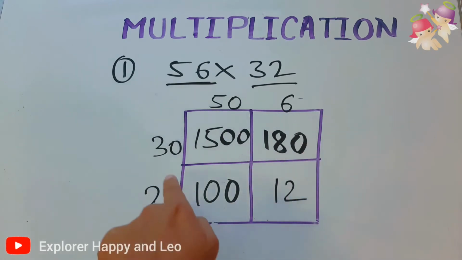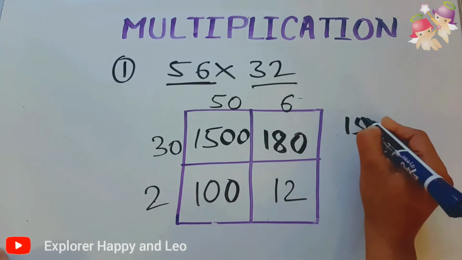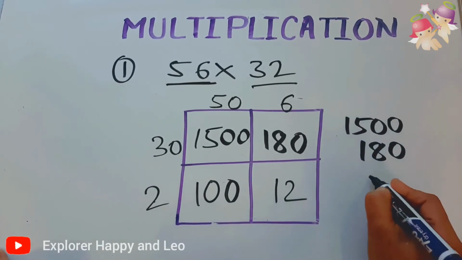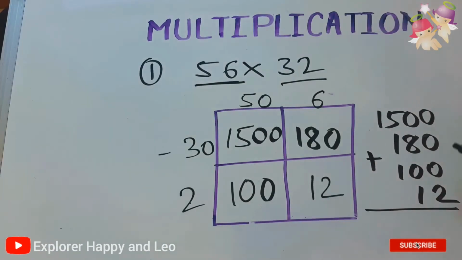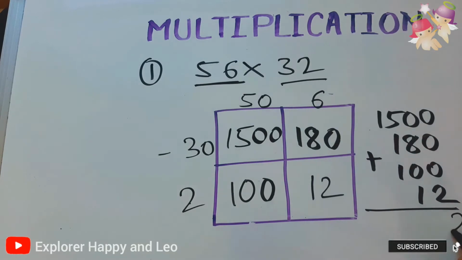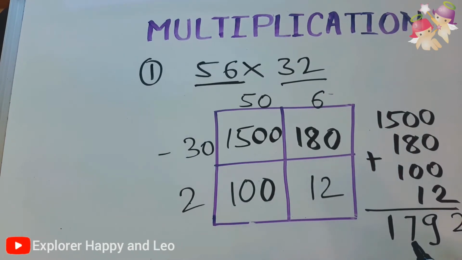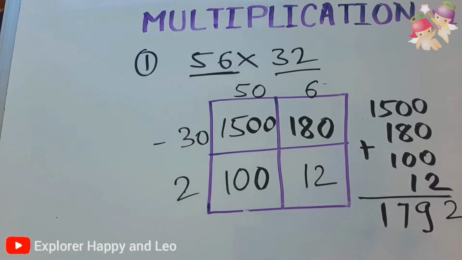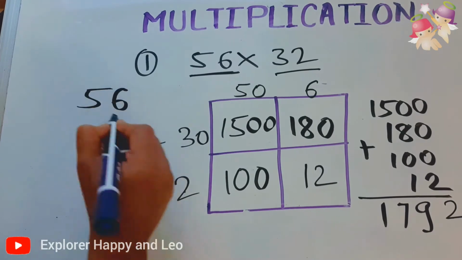I just need to add all these numbers. So writing these numbers in order, I'll write 1500 plus 180 plus 100 plus 12. Now adding these 4 numbers, it will give us 2. Here 8 plus 1, 9; 1 plus 1, 2; plus 5, 7; and 1. The answer is 1792.